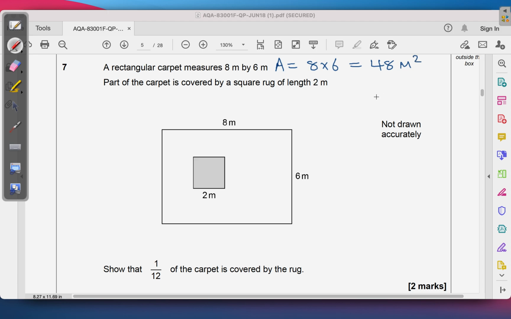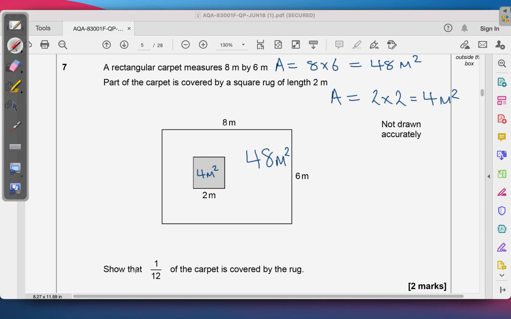And I've been told that the carpet is covered by a square rug of length 2. So the area of the rug is going to be 2 times 2. It's a square, so it'll be 2s on each side. 4 meters squared. So I know that this is 4 meters squared, and I know that all of this is 48 meters squared.